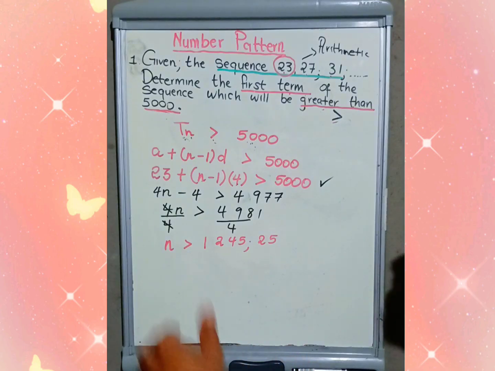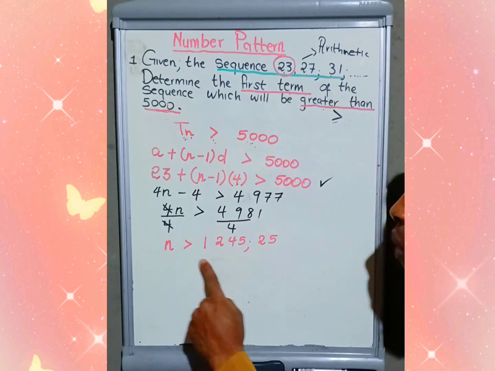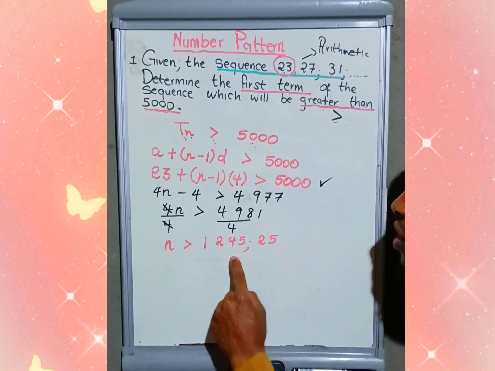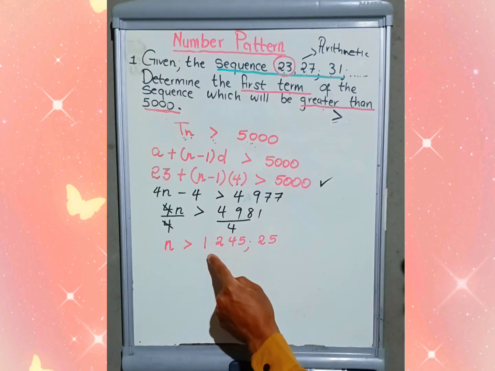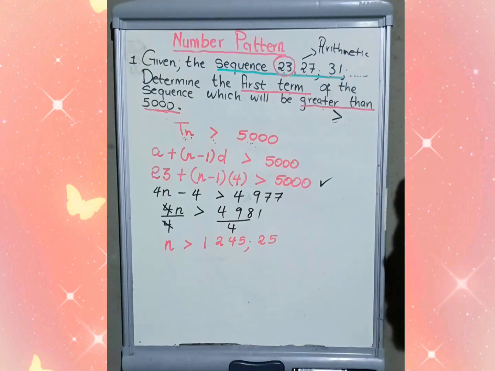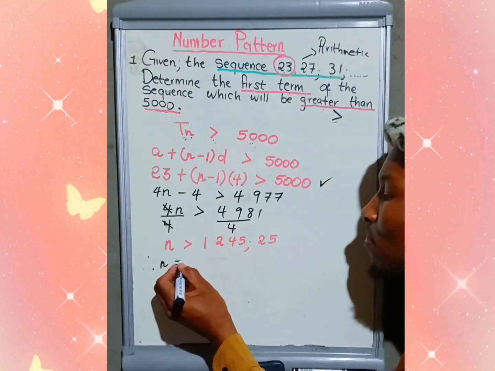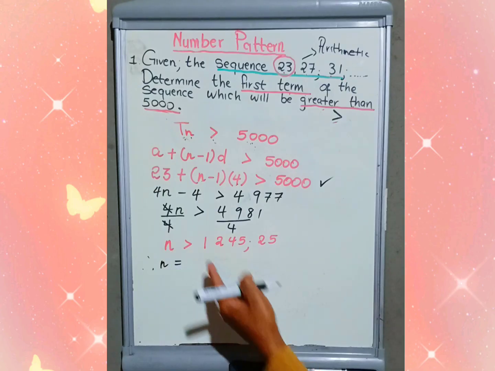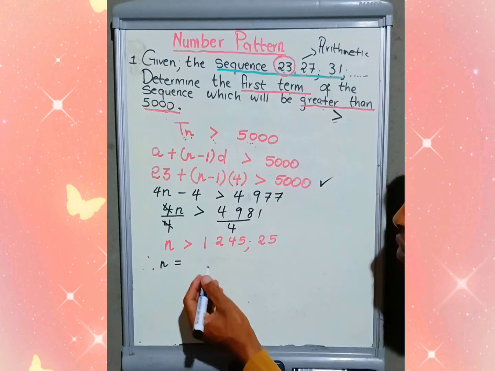What is the first number that is going to be greater than this? So n must be greater than, because n is not equal to 1,245, it is greater than. Therefore, the conclusion comes out now. Since n is greater than 1,245.25, therefore n must be equal to what?